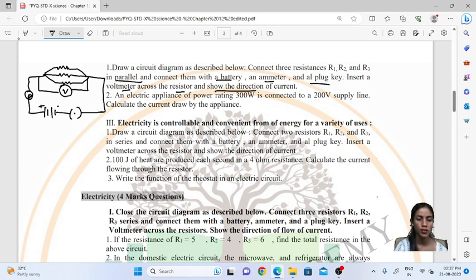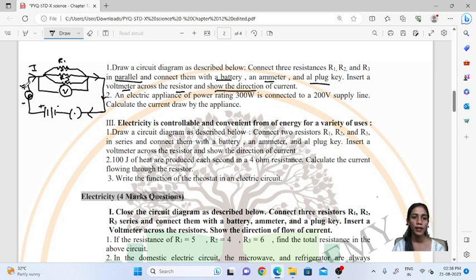Across the resistors is the voltmeter. Okay, so all the components have come. Let's check. This is R1, R2, R3 resistors with a battery, yes. Ammeter, yes. Then plug key, yes. Voltmeter, yes. And show the direction of the current. So this is positive and negative, right? So current will move. So we have to show the direction of the current. Okay. This is the direction of the current. Okay.